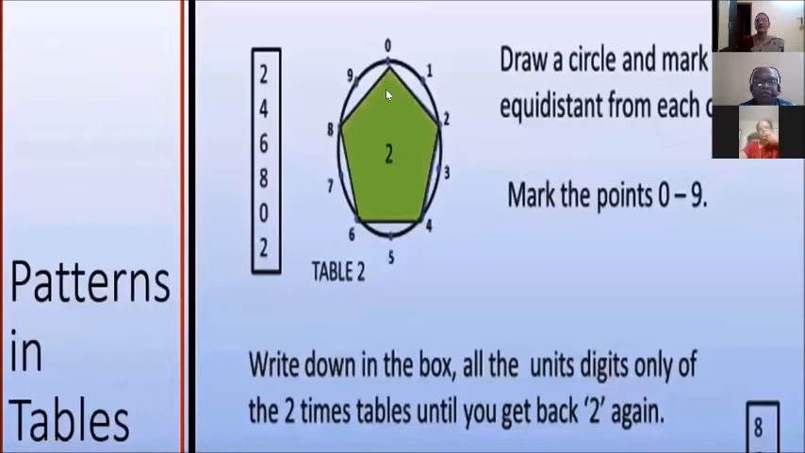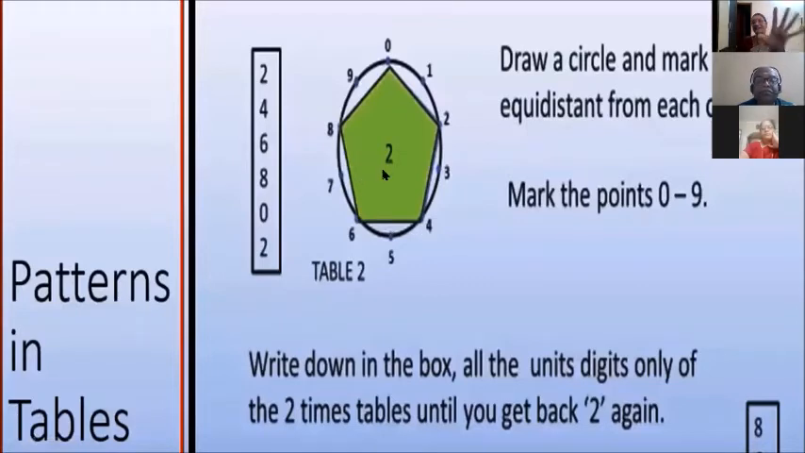Now draw a circle and then mark the digits 1, 2, 3, 4, 5, 6, 7, 8, 9, etc. Now here start with the 2. 2 ones are 2, 2 twos are 4, 2 threes are 6, 2 fours are 8, 2 fives are 10. Again 2 sixes are 12 and then 14. Again the same pentagon is repeated. A circle with pentagon in the middle and then 2 here.